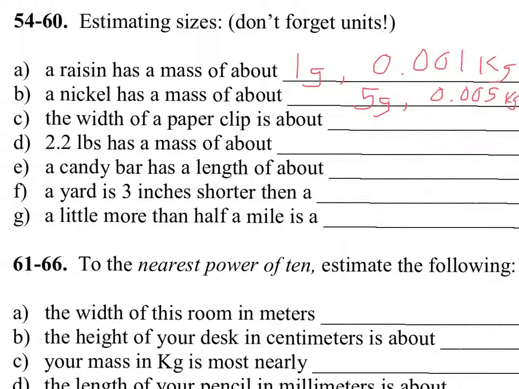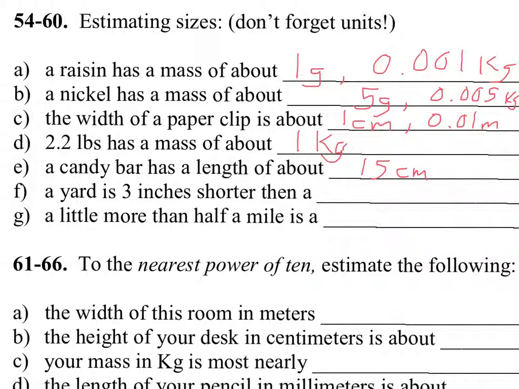The width of a paper clip, that's about 1 centimeter, which is the same as about 0.01 meters. But 1 centimeter is a good way to remember that. 2.2 pounds. That's almost the conversion for pounds to kilograms. A kilogram is 2.2 pounds. Candy bar has a length of about what? Well, I guess it depends on the candy bar. But most candy bars are about 15 centimeters. That's about half a foot, about 6 inches.